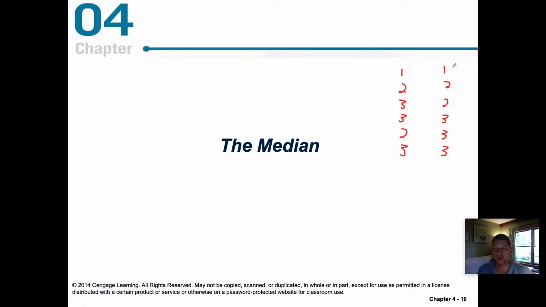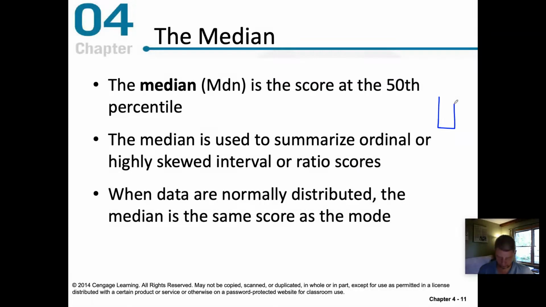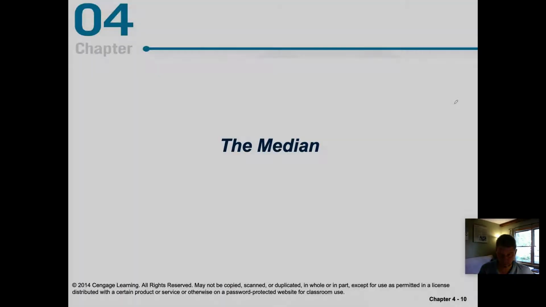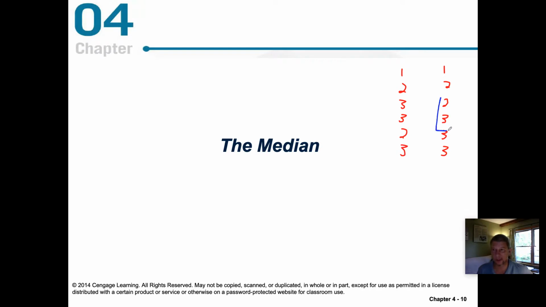I can't just choose one single score. I have to look at these two scores. These are the two in the middle, right? And take the average. And so the median in this case would be 2.5.